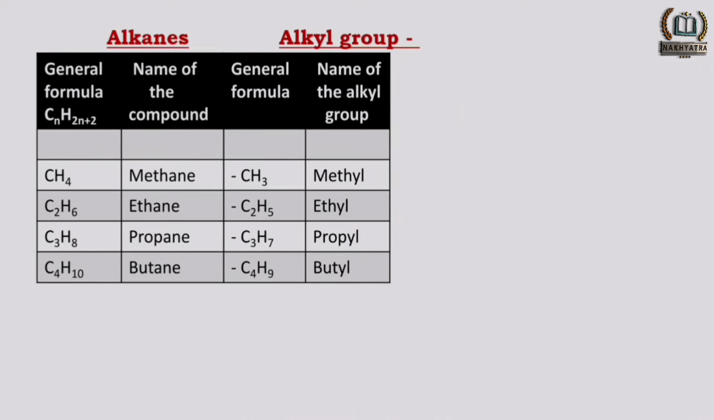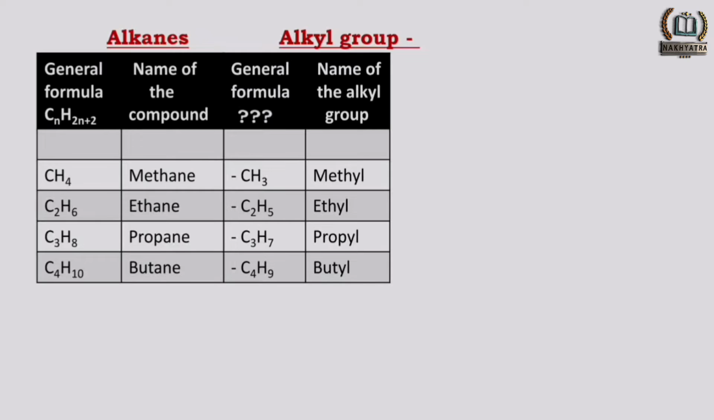Okay. Now see the alkyl groups. For methyl it is CH3 because one hydrogen is missing. Second is ethyl, C2H5. Here also one hydrogen atom is missing. Third is propyl, C3H7. Here it should be C3H8 for propane, but since it is alkyl group, it is propyl. And C4H9 is butyl. Am I clear, everyone?